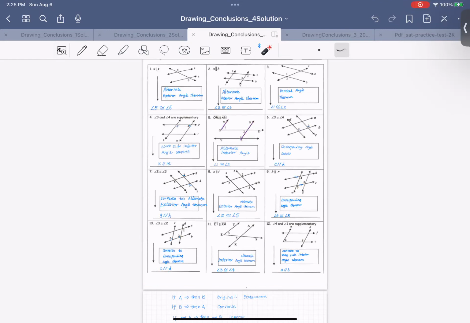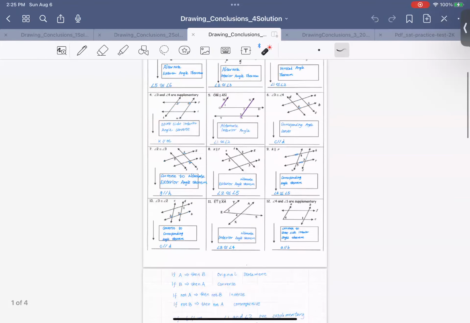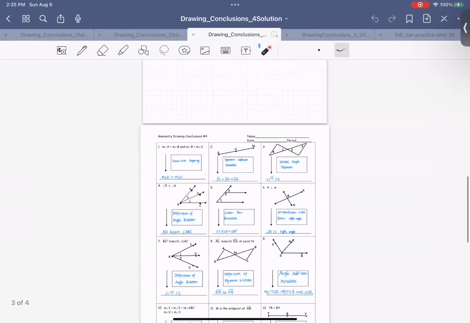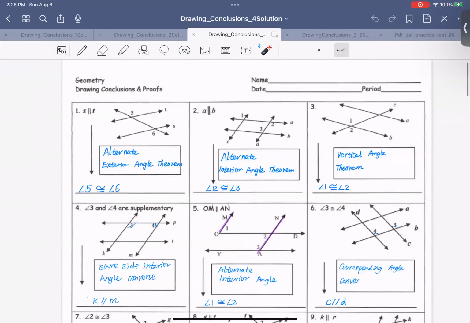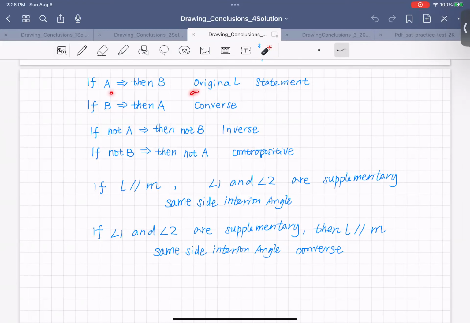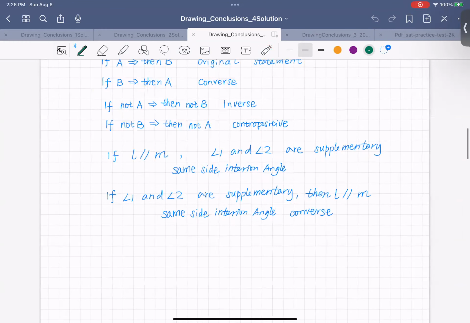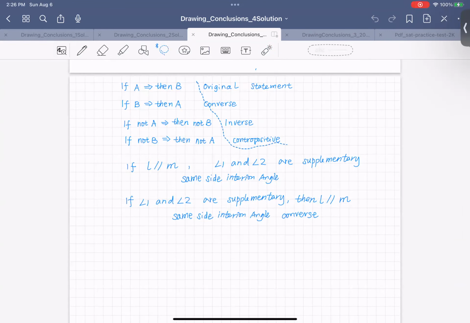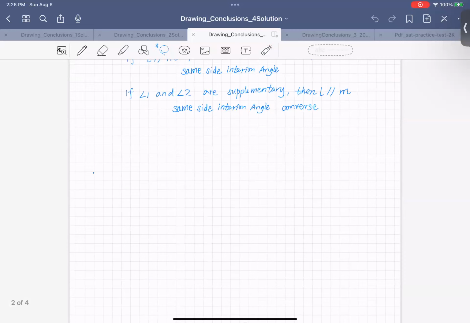Let's do the ones we did a long time ago for those angle relationships. Sometimes we use the original statement, sometimes we use the converse. So I want to talk about the original statement, and then the converse, and then the inverse, and then the contrapositive. So let's do some examples showing what those four statements mean. So let me show here. So Angela, let's go ahead and do this practice.